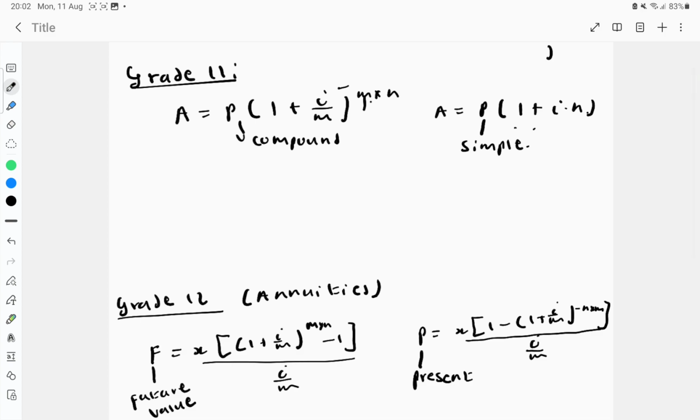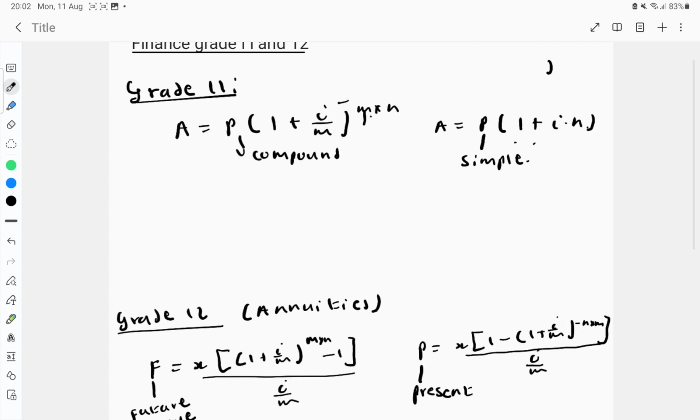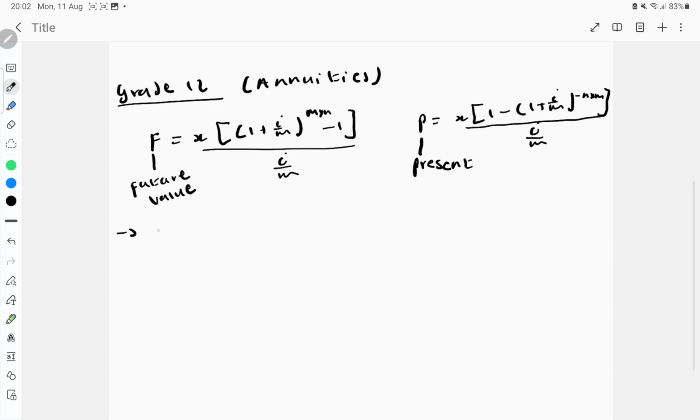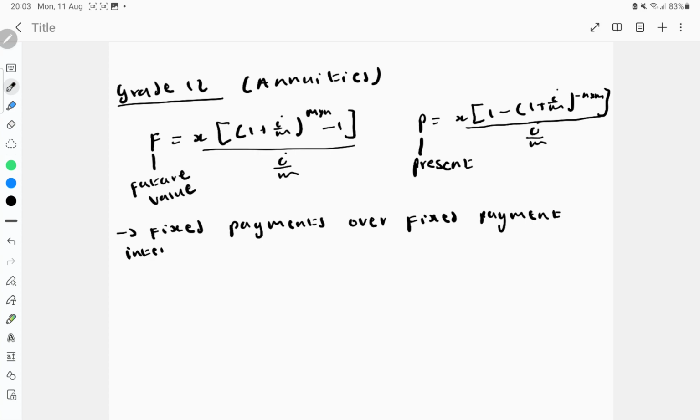Okay, for grade 12, when do we use the compound interest formula, and when do we use the annuities? Let me start with the annuities. We use the annuities if you have fixed payments over fixed payment intervals, meaning both of them have to be fixed. What do we mean by that?